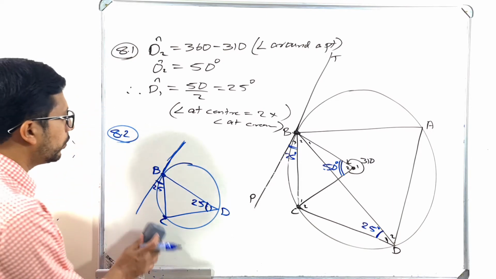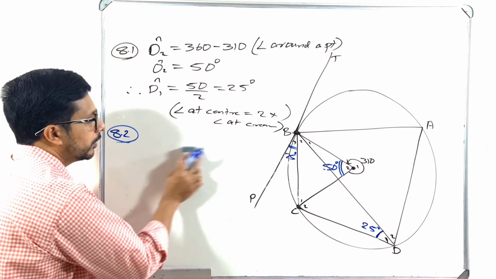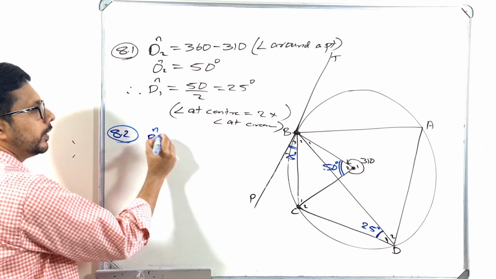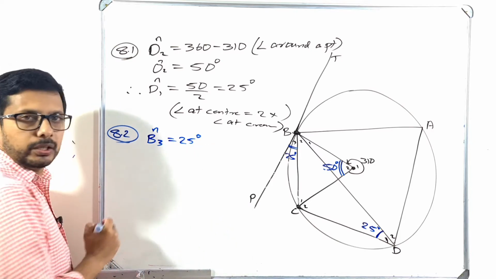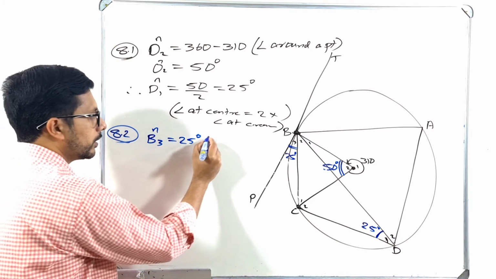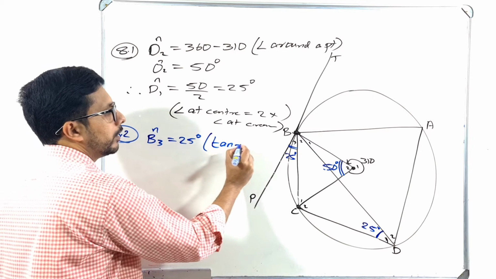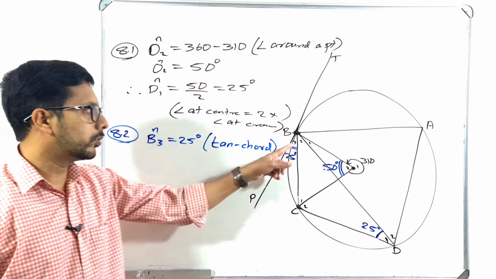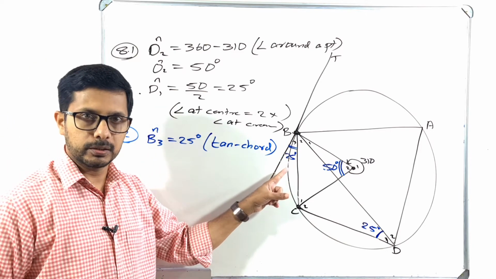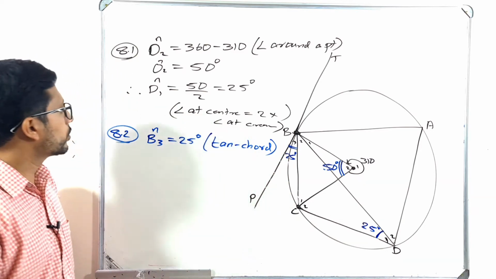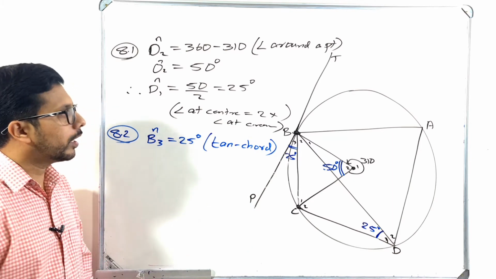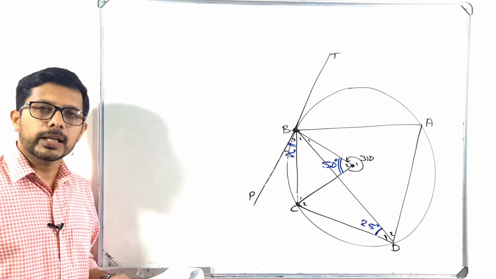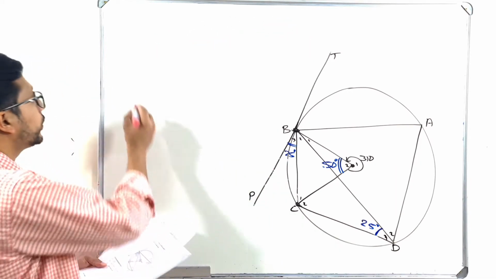Okay, so now let's come back to this one. How can you write the answer? Angle B3, we can directly write angle B3 is equal to 25 degrees. But you must write the reason. What is the reason? Tan chord theorem. Because of the tan chord theorem, this B3 is also 25 degrees. You understand? Okay, so that is question number 8.2. Now let's move to the next question, question number 8.3.